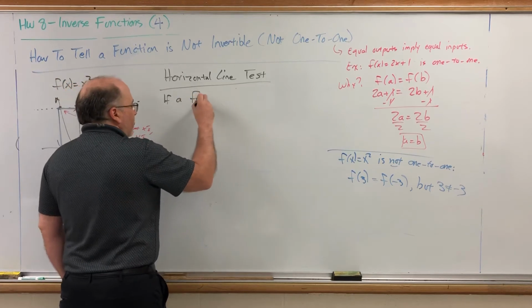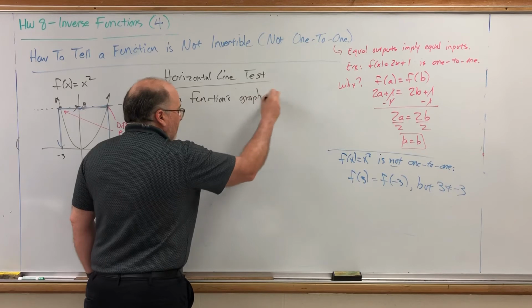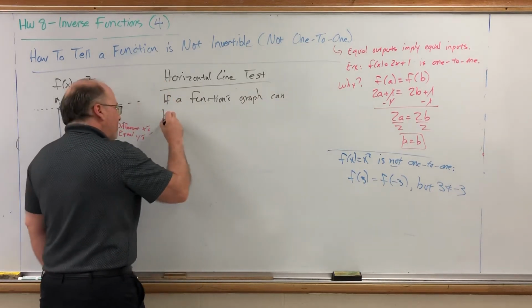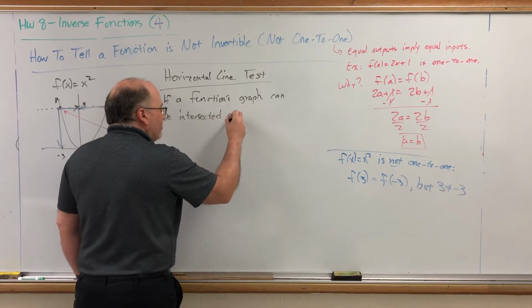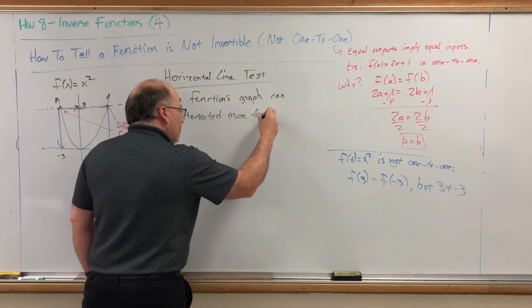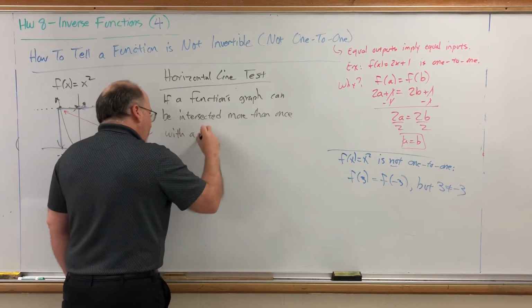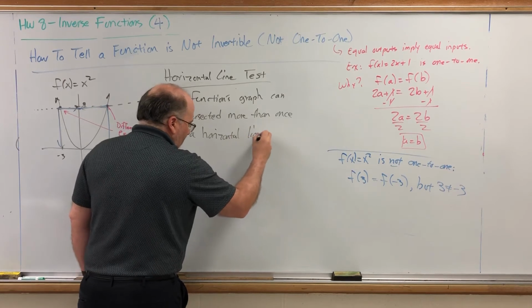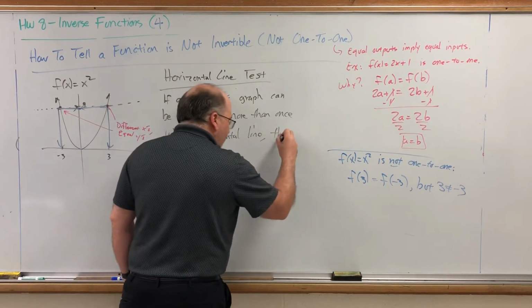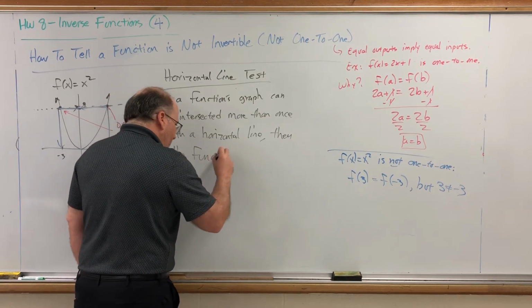If a function's graph can be intersected more than once with a horizontal line, then the function is not invertible.